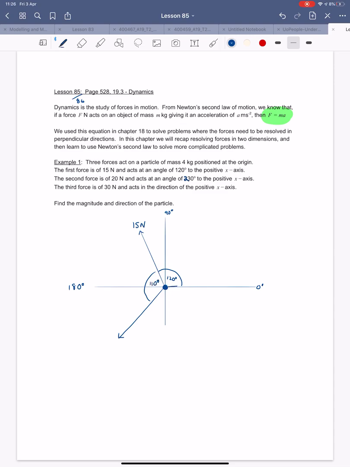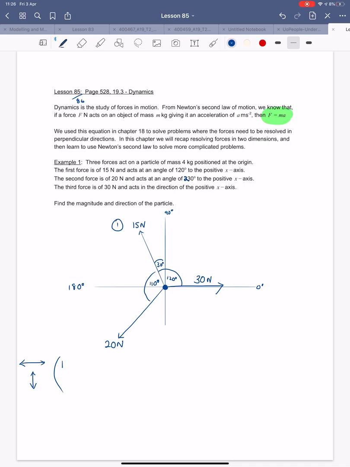Okay, the third is 30 and acts in the direction of the positive x-axis. So that's 0 degrees. Find the magnitude and direction of the particle. I quite like doing these ones in the column vectors way. Right, so the first one that we talked about was the 15. If you remember, we do the horizontal in the top of the column vector, the vertical second. If that's 120, that bit's 30.